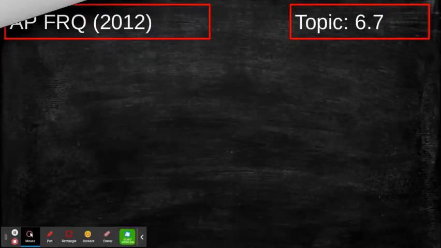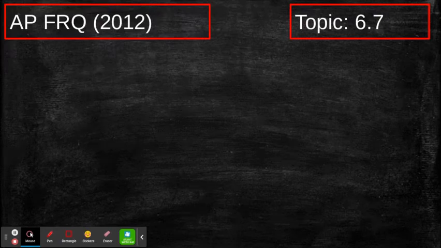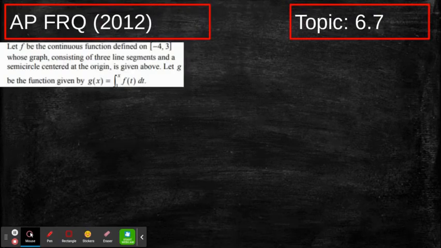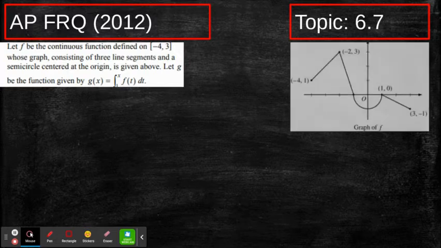All right, so let's go over the 2012 AP FRQ with this skill. Let f be the continuous function defined on the closed interval from -4 to 3, whose graph, consisting of 3 line segments and a semicircle centered at the origin, is given above. Let g be the function given by g of x equals the integral of f of t dt from 1 to x. Immediately, you should be thinking dump and derive.